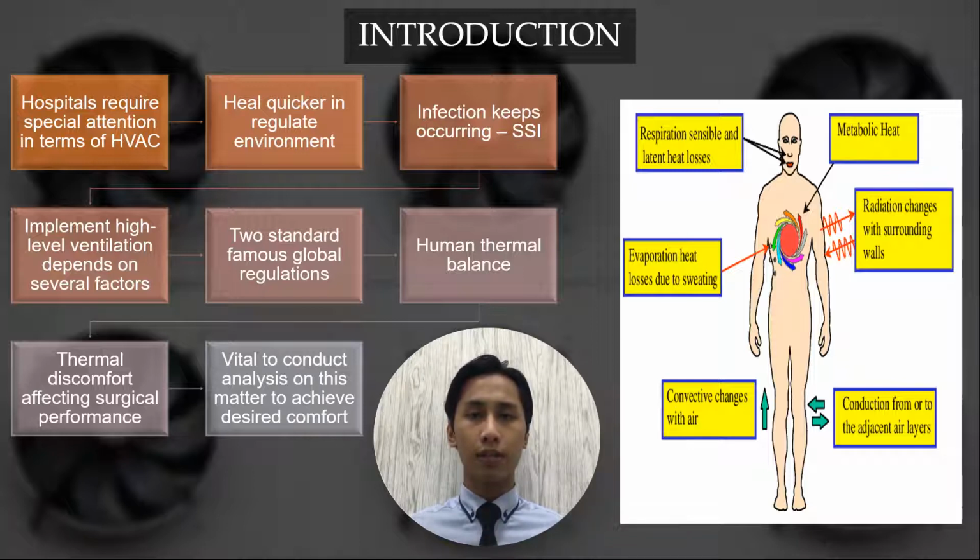Moreover, thermal comfort studies obey two global guidelines, which are ISO 7730 and ASHRAE 55. Both of these regulations have a strong relation in determining the human thermal balance as depicted in the figure, and assist HVAC designers to build an efficient HVAC system. However, there were complaints by surgeons stating a thermal discomfort in the operating room even though the room is up to the thermal standard. Hence, it is vital to conduct analysis on this matter to achieve a desired comfort level.